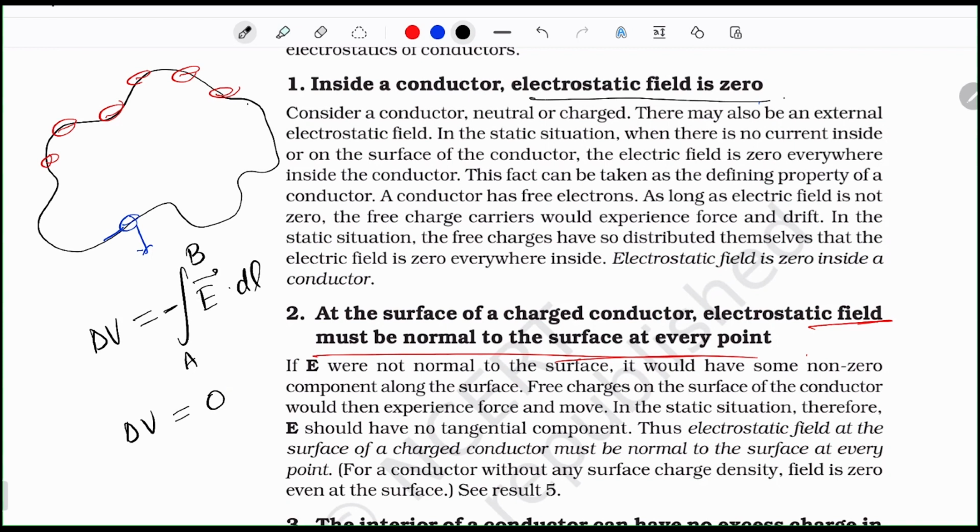So the potential is the same between any 2 points in the conductor, which means the potential is the same at any point in the conductor.